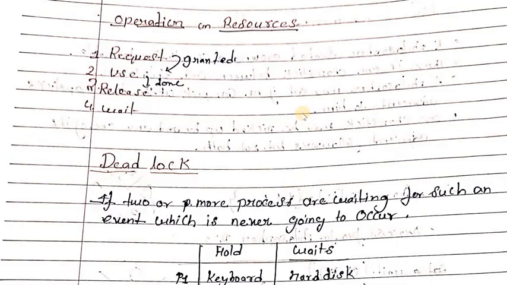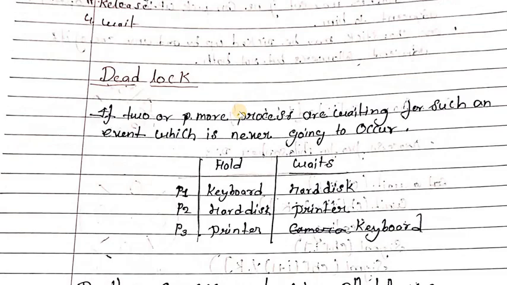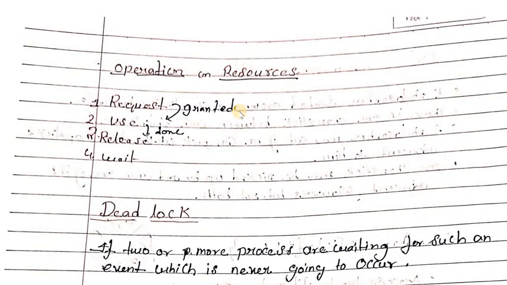In the previous class we have seen the classical problems of synchronization: the Dining Philosophers problem, the reader-writer problem and the bounded buffer problem. Today we will see deadlock. Before deadlock, we look at operations and resources.